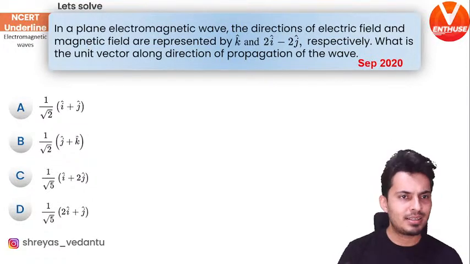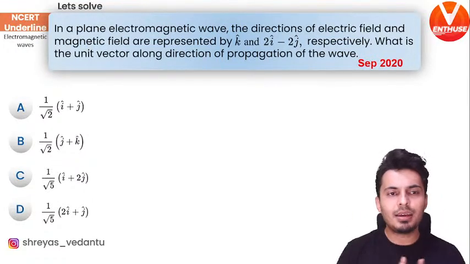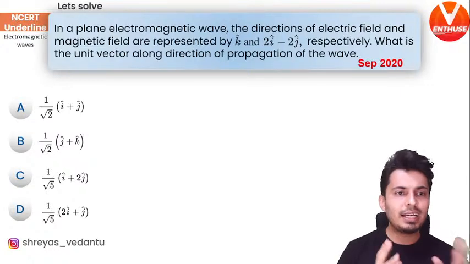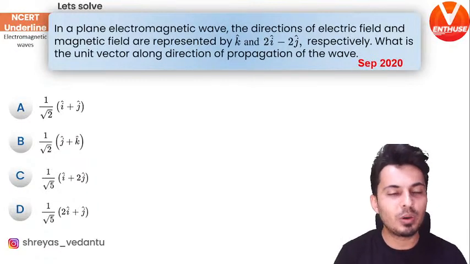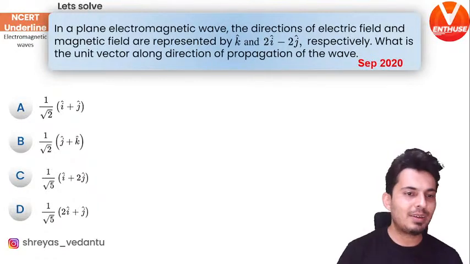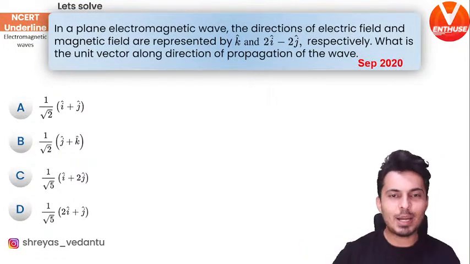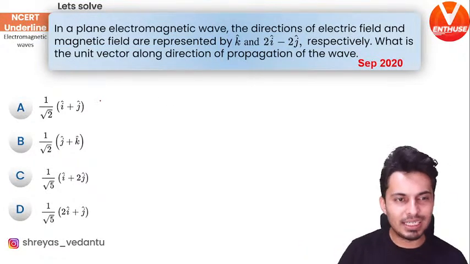Let's see how many of you can get this. If you have an EM wave and the directions of the electric and magnetic fields are given, what do you think is the unit vector direction of propagation of that wave? Where do you think that the light wave will propagate? Come on, let's see how many of you can get this. I'll give you a hint.